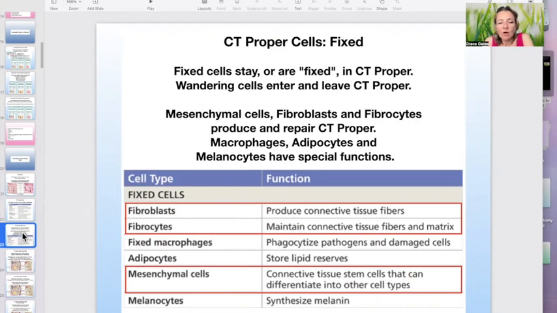So there are mesenchymal cells, fibroblasts, and fibrocytes that produce and repair connective tissue proper. Then there are macrophages, adipocytes, and melanocytes that have special functions. And I have circled here the mesenchymal cells, fibroblasts, and fibrocytes, and they're all about producing and repairing connective tissue proper. And then you can read the functions of the other cells, but I'll go over everything in more detail.